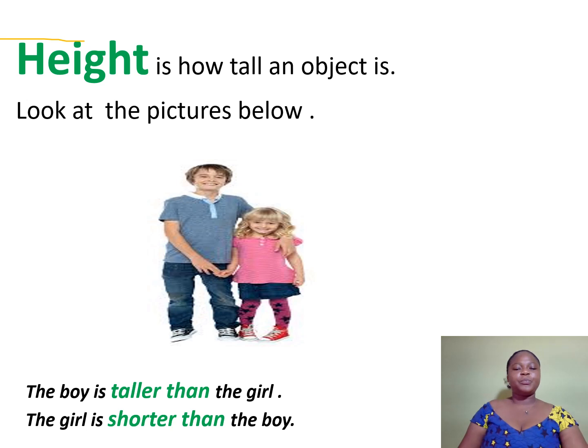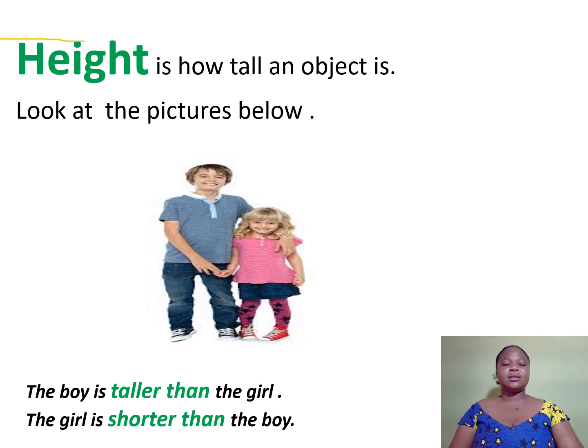We have a boy and a girl standing here. On our screen, we can see a boy and a girl. So the boy and the girl, which of them is taller and which of them is shorter? Yes. The boy is taller than the girl. The boy is what? Taller than the girl. Yes, it is true. You can see it. The boy has been putting his hand on the shoulder of the girl. So the boy is taller than the girl and the girl is shorter than the boy. I hope you are following.